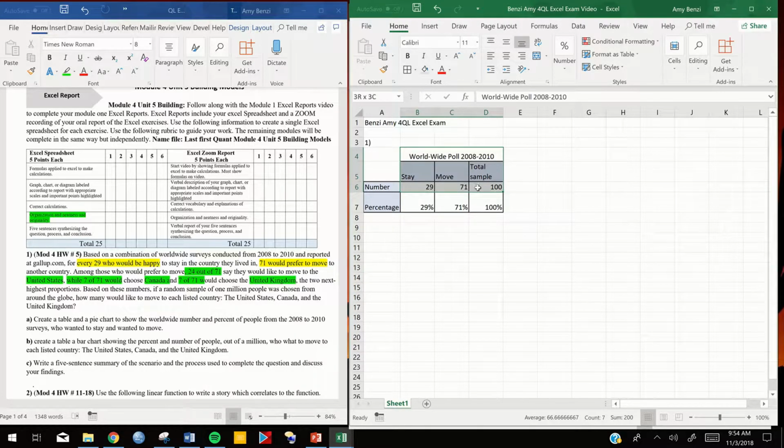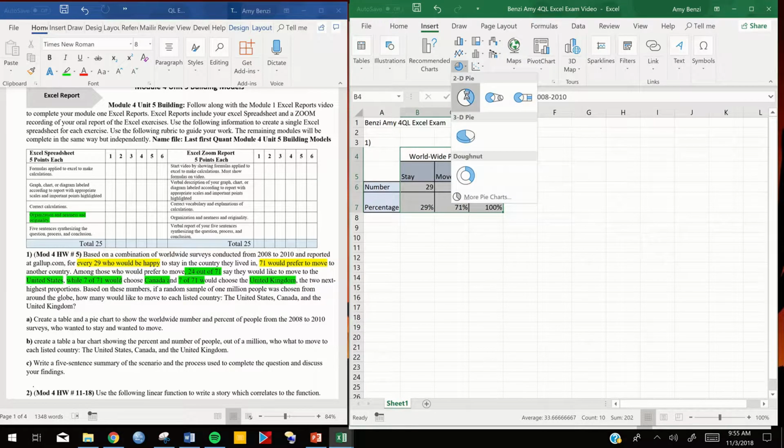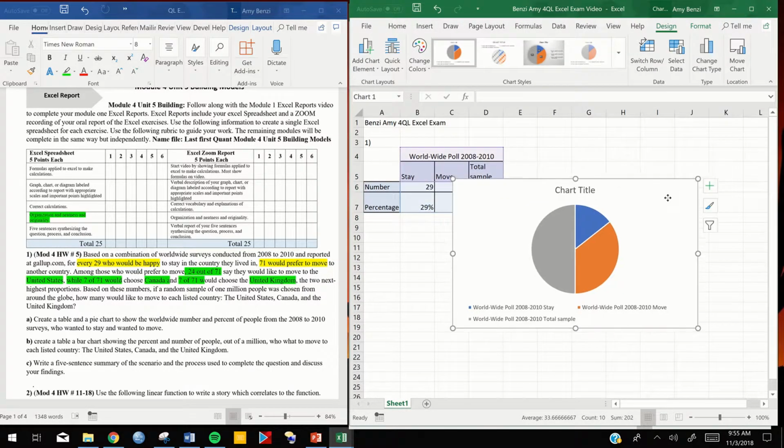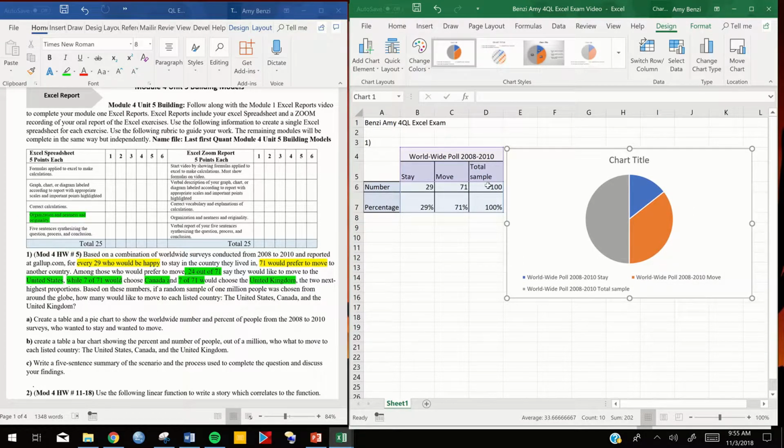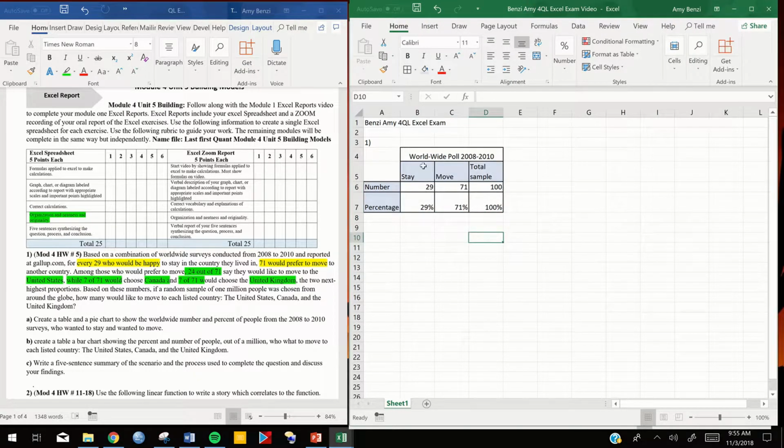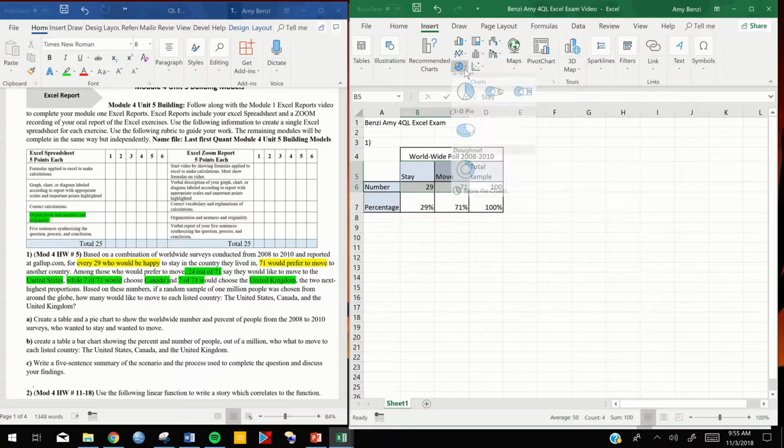Now I am going to grab this information. Let's see, what do we have here? I'm going to insert a pie chart. And hopefully you can see that this pie chart is not working because we used our total over here. And that's why things got messy. So we need to delete that. And I just want these two sections. And really, I just want that. I just want the ones who stayed and the ones who moved. And I'm going to put that into a pie chart. I can do other types of charts, but I'm going to use a pie chart.